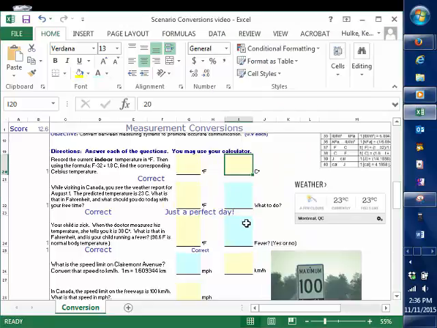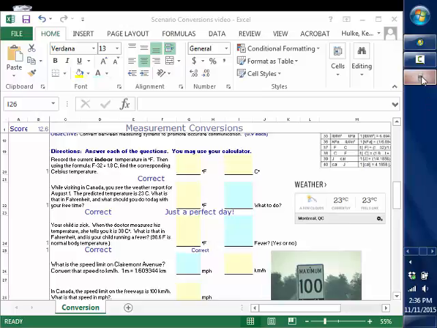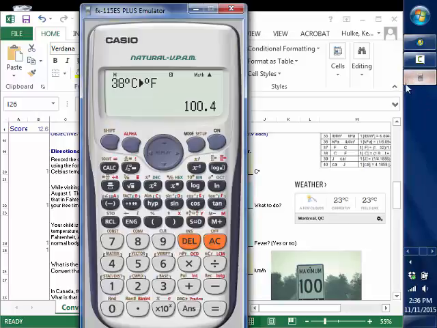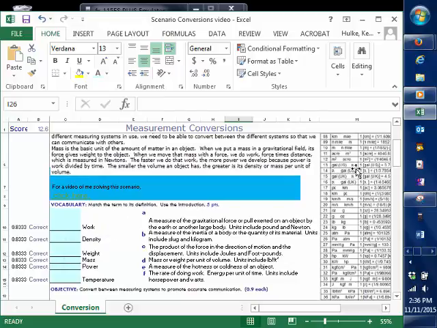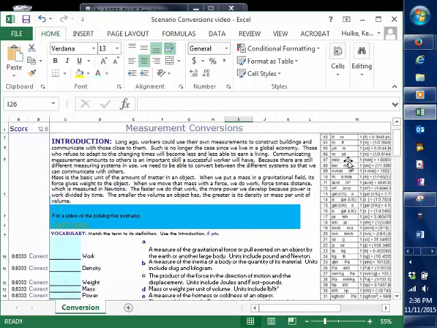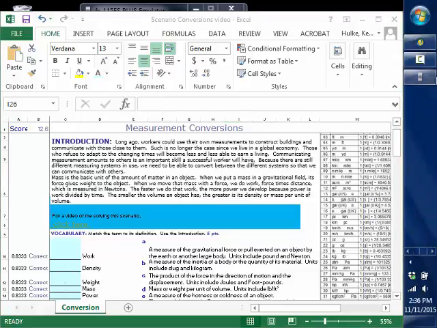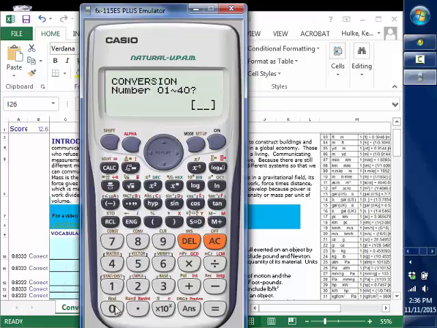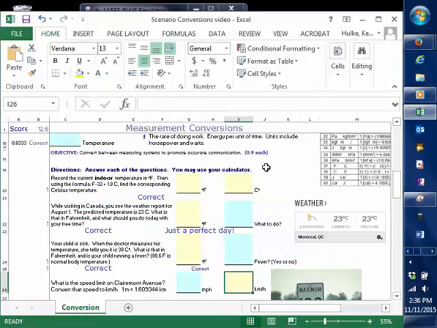Okay, anyway, 55 miles an hour we said there. We want to convert that into kilometers. So if we look at our calculator, 55, and we're going to convert that into kilometers. If you notice here, miles to kilometers is conversion number 7. So on our calculator, 07, and we get about 88.5.